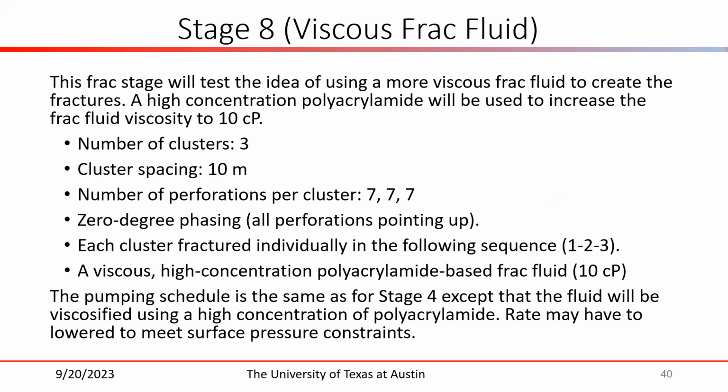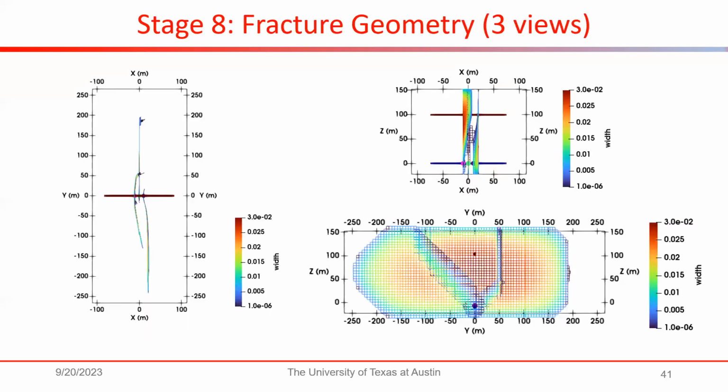We also tried a viscous frac fluid. So this frac fluid has a viscosity of 10 centipoise. So this is a high concentration of polyacrylamide. So you basically up the concentration of the friction reducer, and everything else being the same.